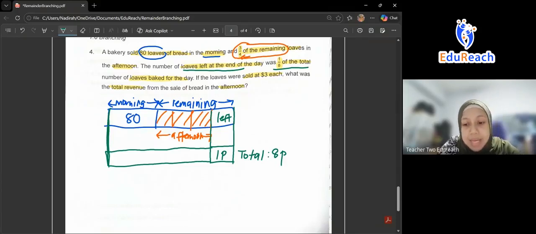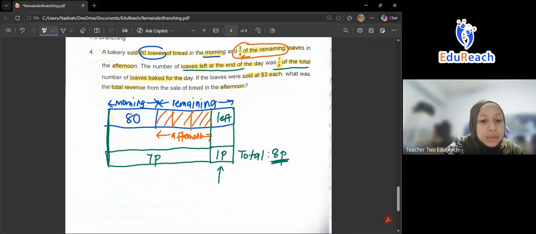If there is supposed to be 8 parts in total, and I have one part here, that means the front part must be 7 parts, right? 8 minus 1, 7 parts. So why do I do this? Because I want to tell you that this section of the model is the same. Inside these 7 parts is actually your 80 loaves in the morning and 3 units sold in the afternoon.